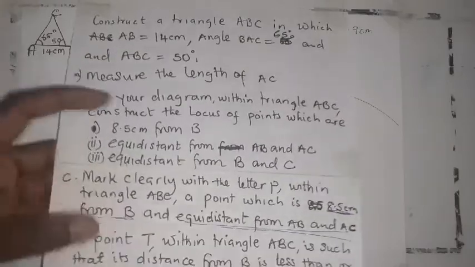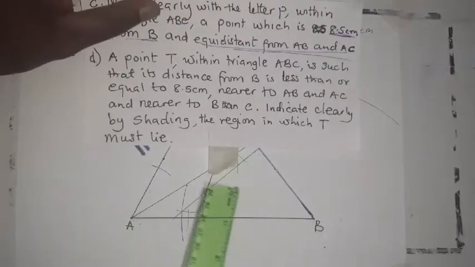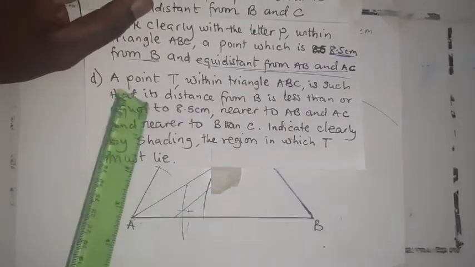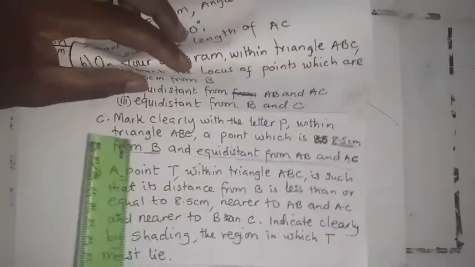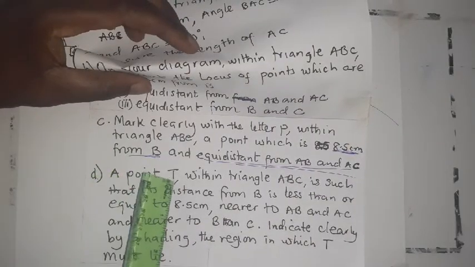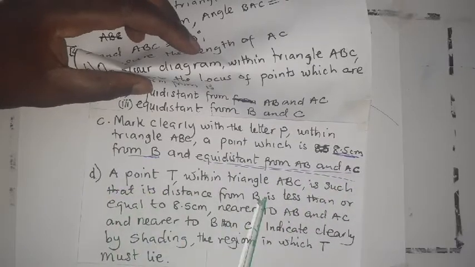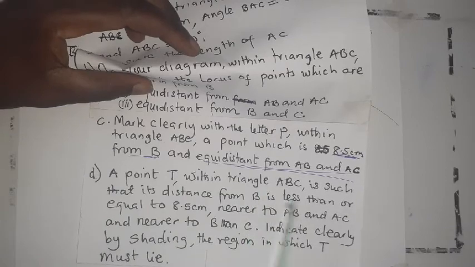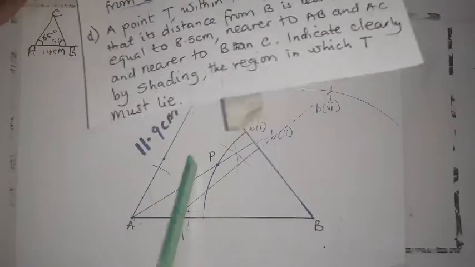That is not very clear there. And I'm going to bring it up here. Okay? I'm going to bring it up here. Let's read. There's a point T, okay? A point T within the triangle is such that its distance from B is less than or equal to, so meaning we are looking at this one.